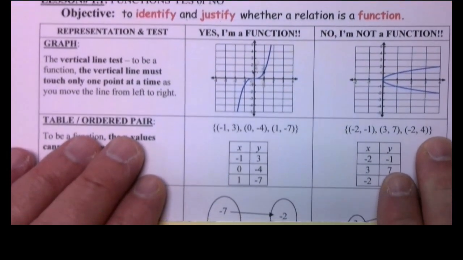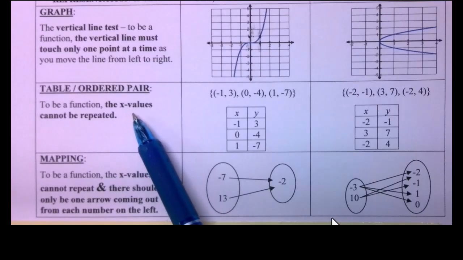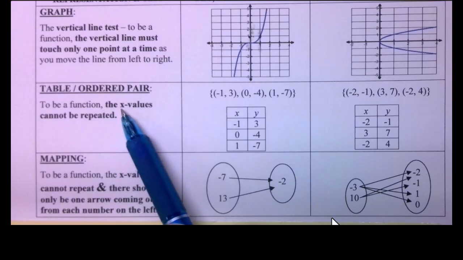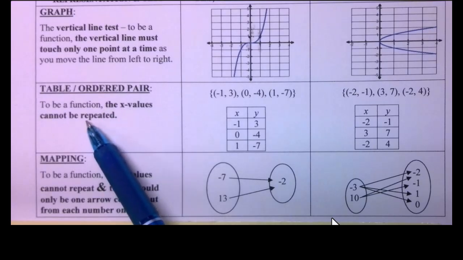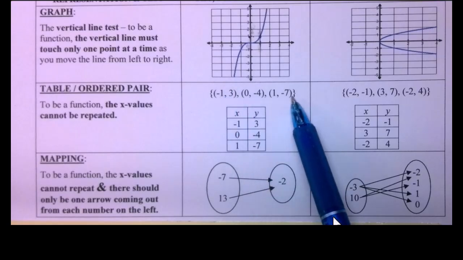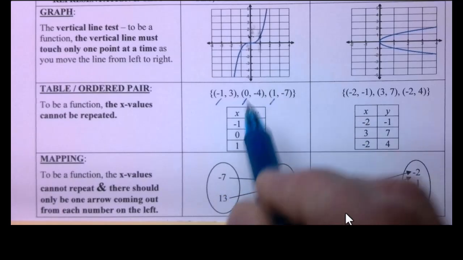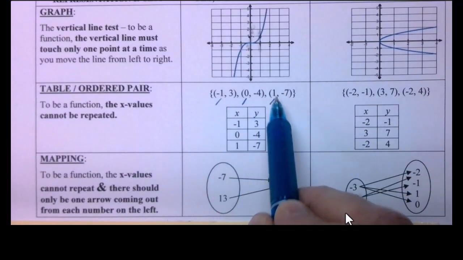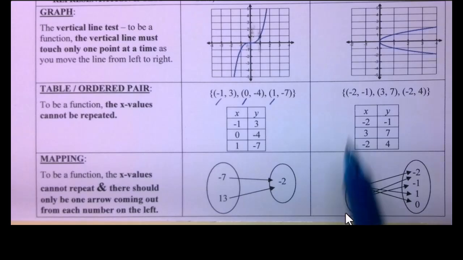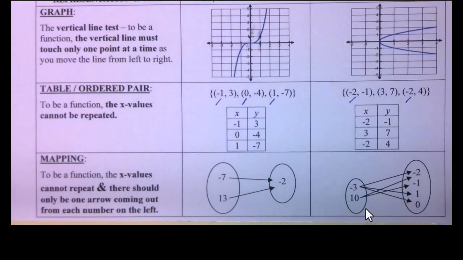Now, if I have a set of ordered pairs, basically the rule to determine whether it's a function, yes or no, is whether the x values repeat. Because to be a function, the x values cannot repeat. So when I'm looking at a list of ordered pairs, I look at the x values, which is the first number of each parenthesis, and if those numbers don't repeat, then yes, it is a function. Compared to this one, the -2 repeats, so I know it's not a function.